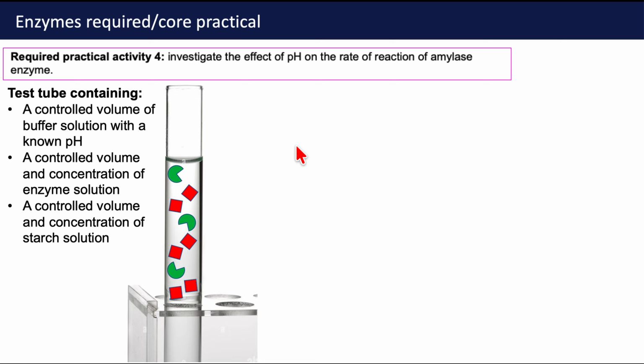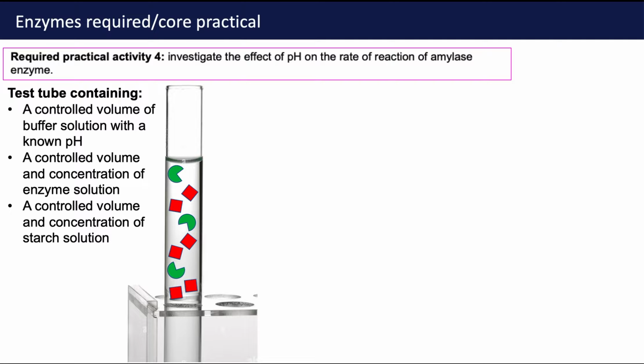Now, you might have used slightly different apparatus yourself. I'm going to talk through the most common equipment or apparatus used to perform this investigation in this example. We'd have a number of different test tubes, and into those test tubes we would add a controlled volume of buffer solution. Remember, volume is the quantity of a liquid or solution, and our buffer solution has a known pH, so we might have one at pH 4, one at pH 5, one at pH 6, and so on. We'd add to that buffer solution a controlled volume and concentration of our enzyme solution, so that's our amylase, and a controlled volume and concentration of our starch solution, that's our substrate.